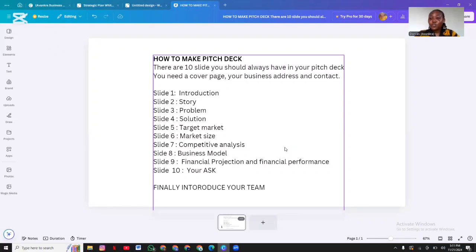So finally, introduce your team. Very important. Introduce your team, the people behind your brand. Are you the co-founder? Are you the founder?